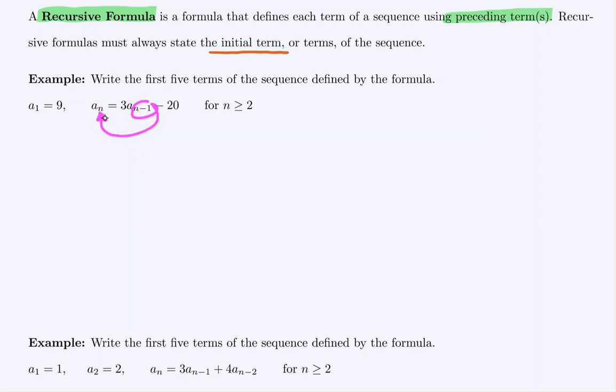Because it's n minus 1. So in words, one term is exactly equal to 3 times the previous term minus 20. If you want to find the next term, you multiply the previous term by 3 and then subtract 20. And this formula holds for n values greater than or equal to 2. The reason is we've already got the first term, so this pattern only works past a certain point.